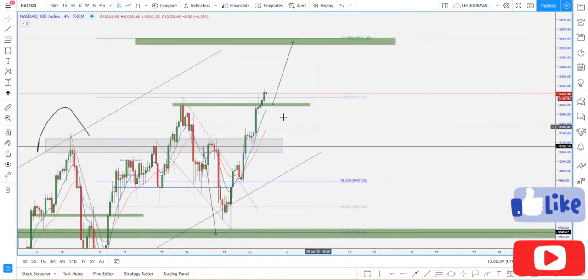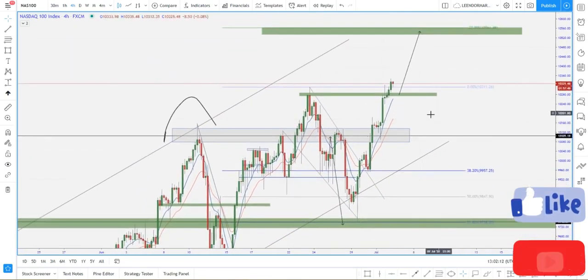This is the simple stuff that we look at when we are looking at NASDAQ.